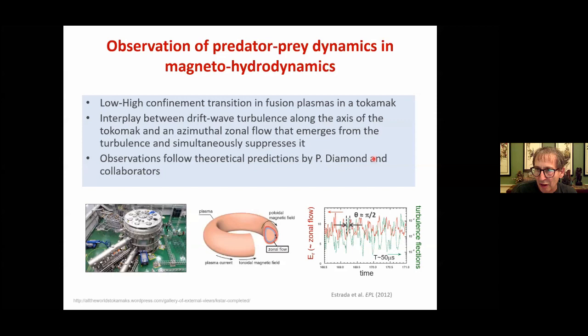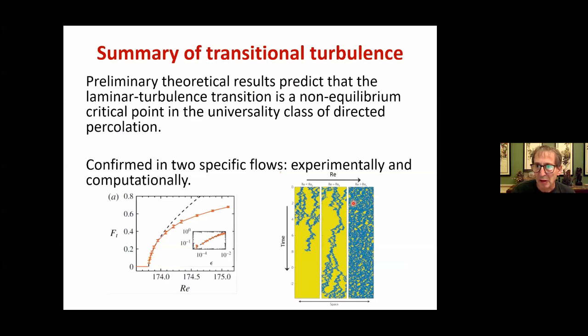And these were observed about 8 or 10 years or so ago by this group from Spain, Estrada et al. And these oscillations here are those predator-prey oscillations. So you can indeed observe these predator-prey oscillations, at least in this kind of system. You can also see them in convection, but I'm not going to show you that. I want to move on to some other topics.